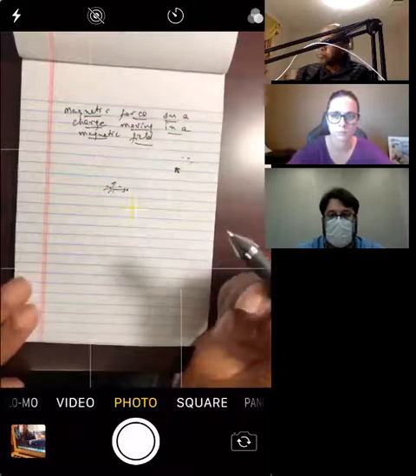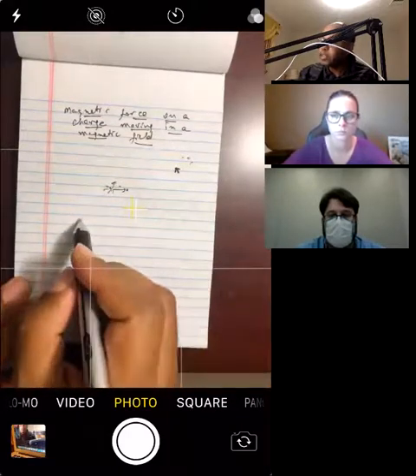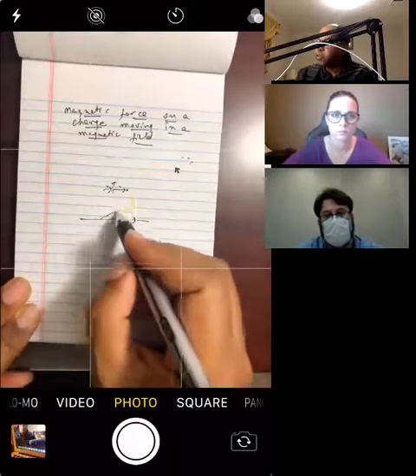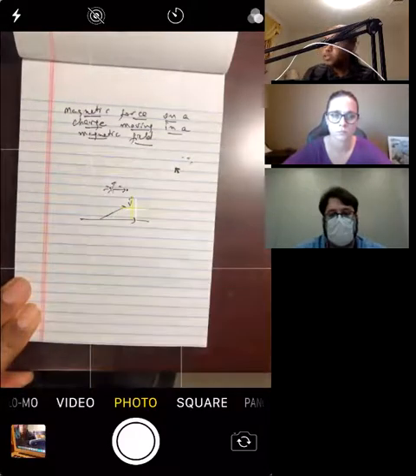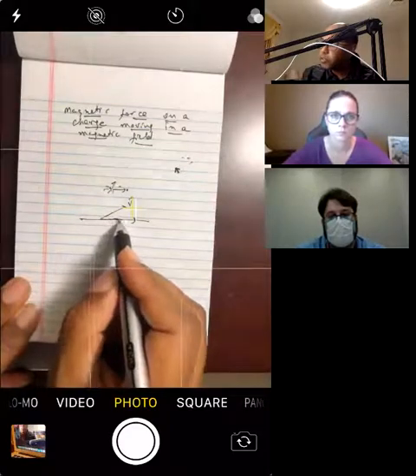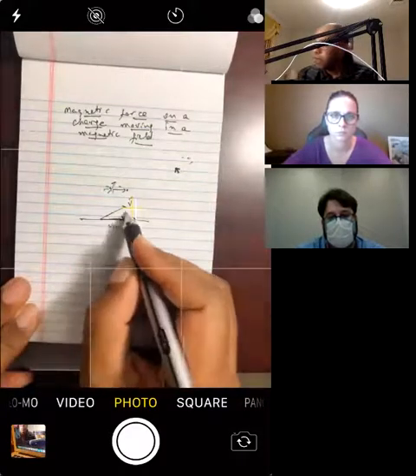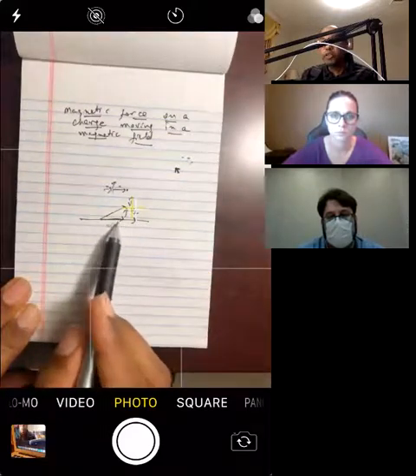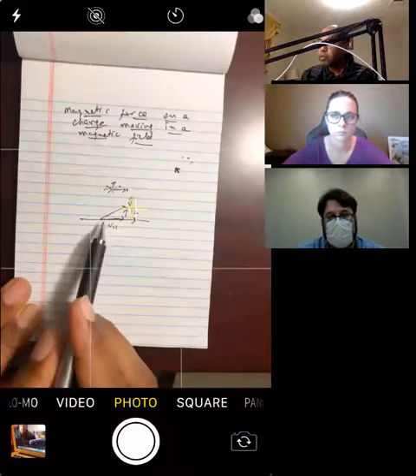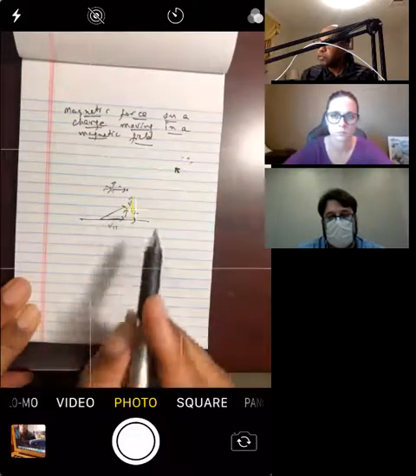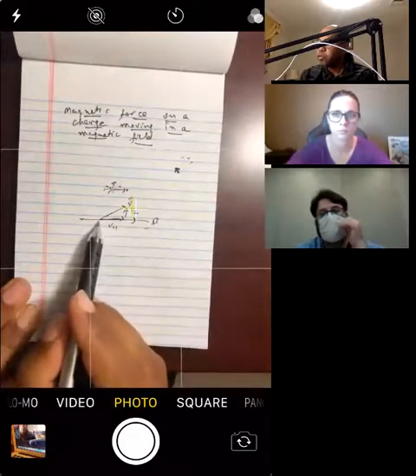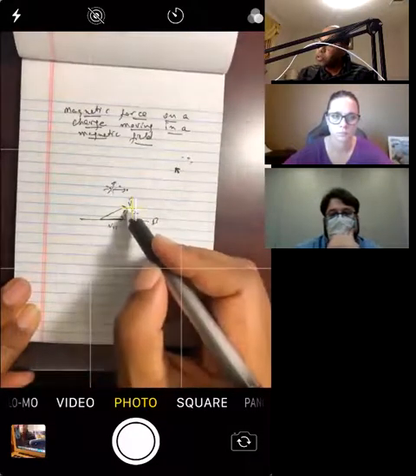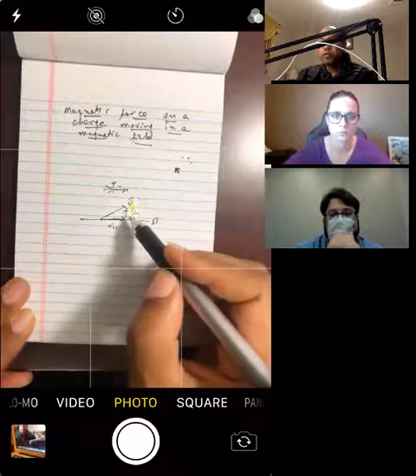Now let's say you have this field over here, and then you have an arbitrary velocity. We can decompose this into two parts, v parallel and v perpendicular. By definition, the component of the velocity in the direction of the field does not experience any force. So the force depends only on the perpendicular component of the velocity.